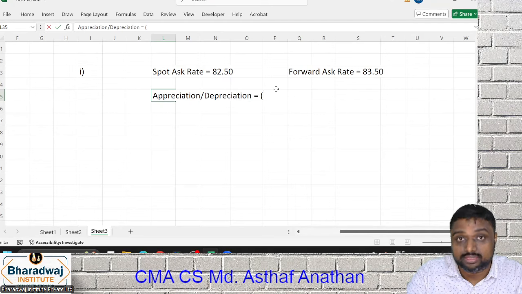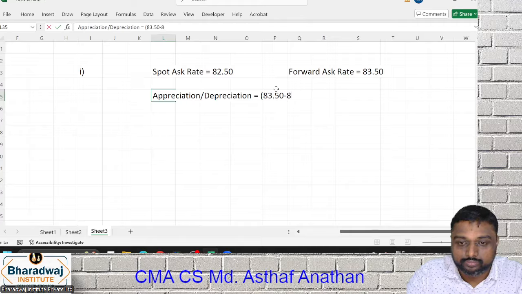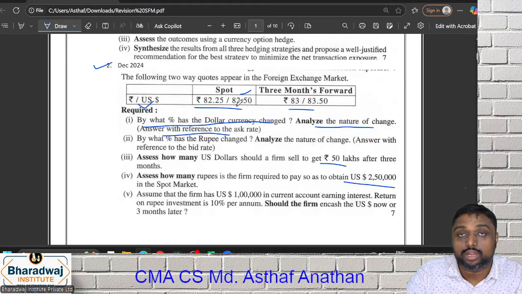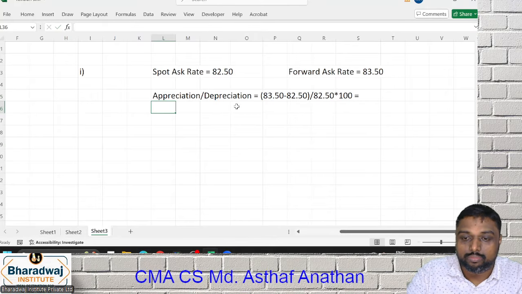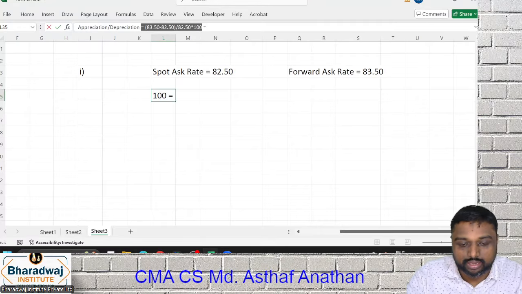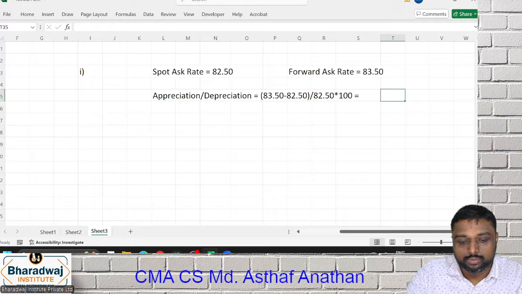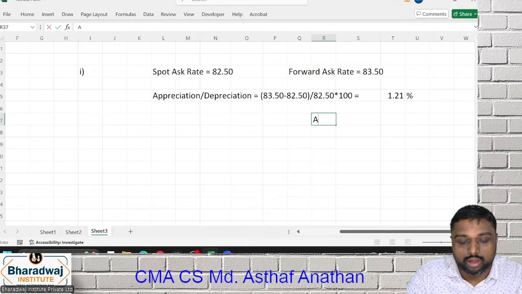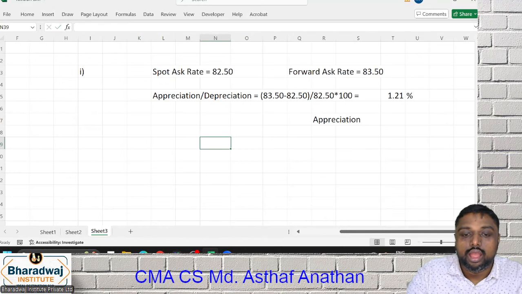What is the formula, friends? Forward rate minus spot rate divided by spot rate into 100. So forward rate is 83.5, spot rate is 82.5. We have to apply it. Since I am using Excel, I just make it and I will get the answer. Now I am getting positive. Positive means what? The effect is what? Appreciation.